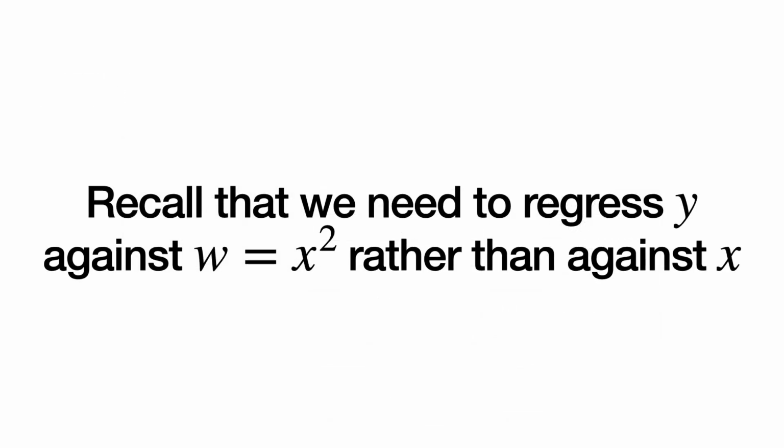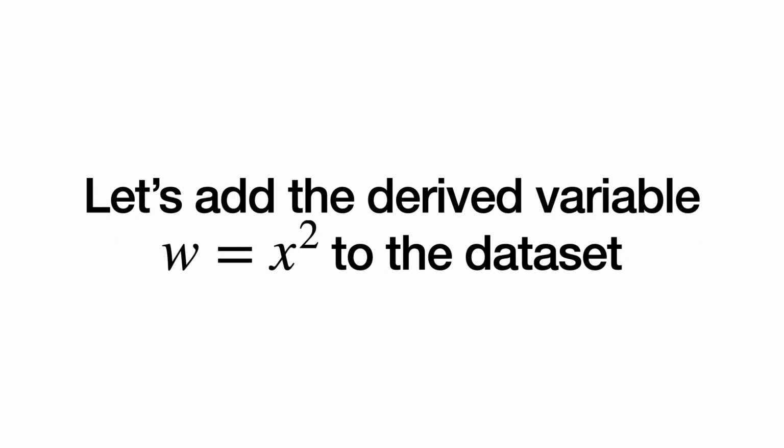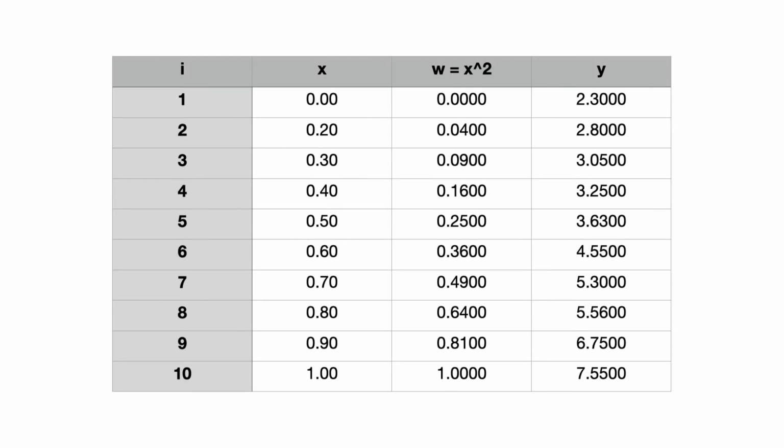Now, from that example, recall that we need to regress y against x squared rather than against x. And so that we can express this model in canonical form, we're going to create a new variable. We'll call it w, and we'll set w equal to x squared. So w is a derived variable. Let's go ahead and add this derived variable to the data set. And so here we have it. We see that, for example, 0.2 squared is equal to 0.04, 0.3 squared is 0.09, and so forth.